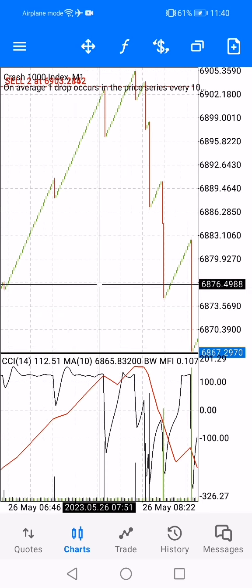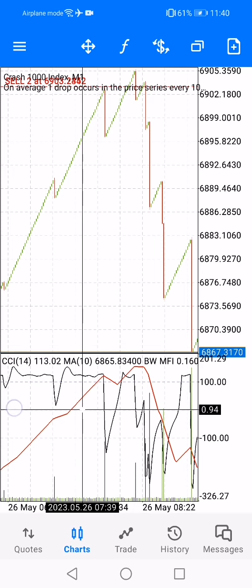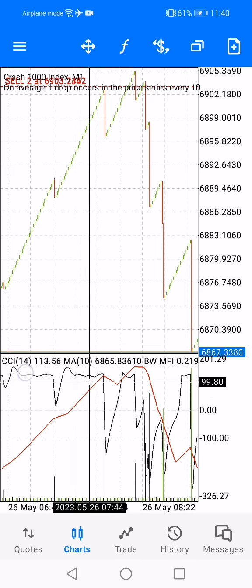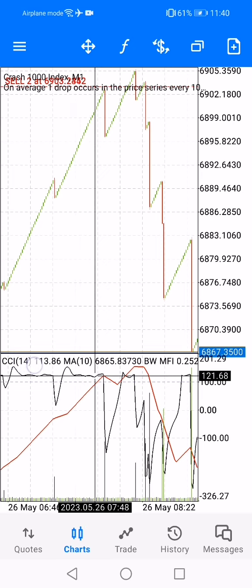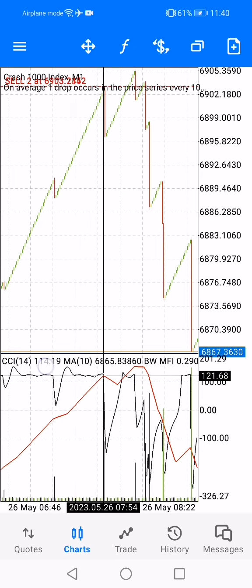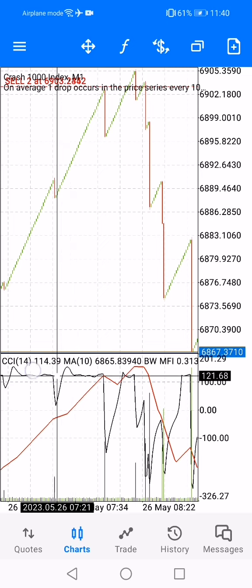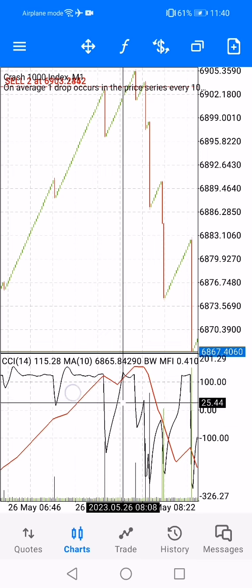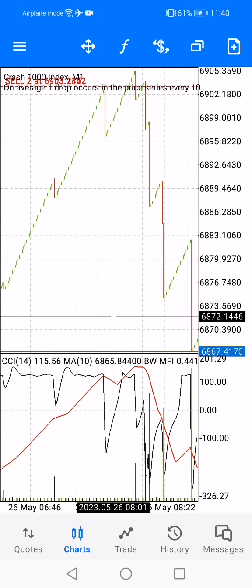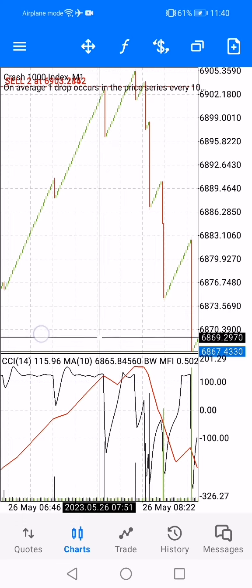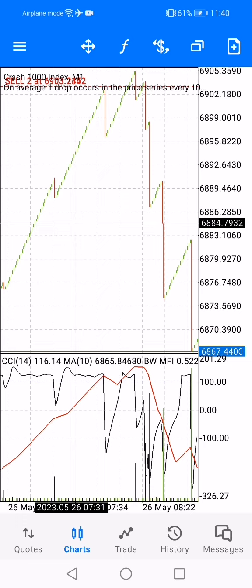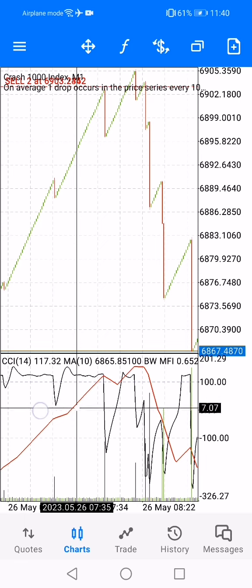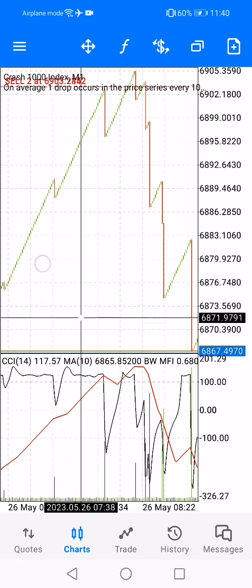So now what are we waiting for? We are waiting for this red moving average to cross this black CCI. This black line, remember, is the Commodity Channel Index line, okay? We are waiting for this cross above 100, okay? This is for crash, right? Then we are going to sell, okay? If this was for boom, what were you going to do? If it was for boom, it was going to be the opposite. We are going to look for a cross below negative 100.